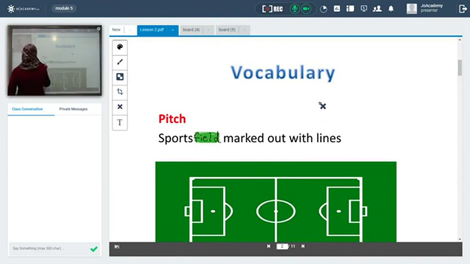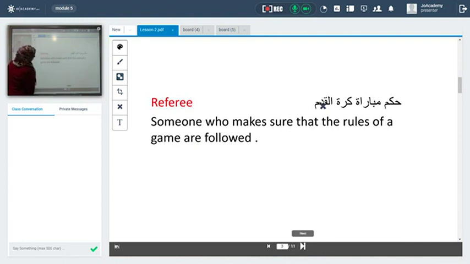Word number 1 is the word pitch. Pitch. It is a sports field marked out with lines. So as you can see, this is the football pitch. Word number 2 is referee. A referee is someone who makes sure that the rules of the game are followed.